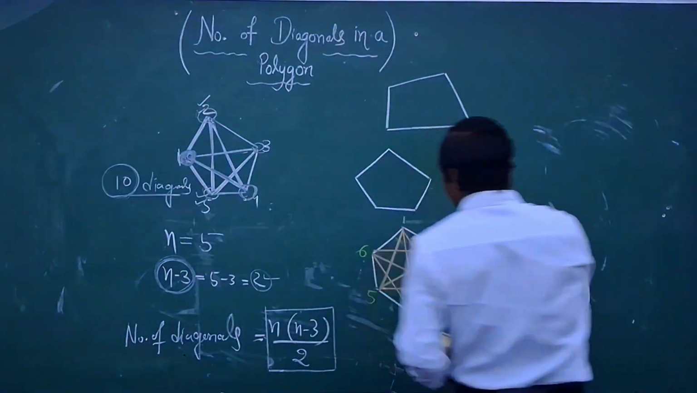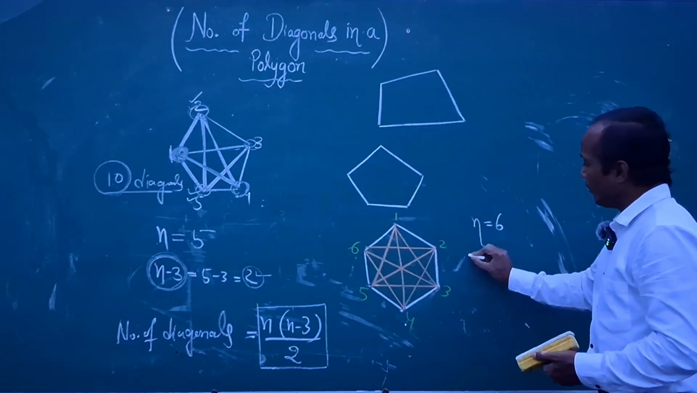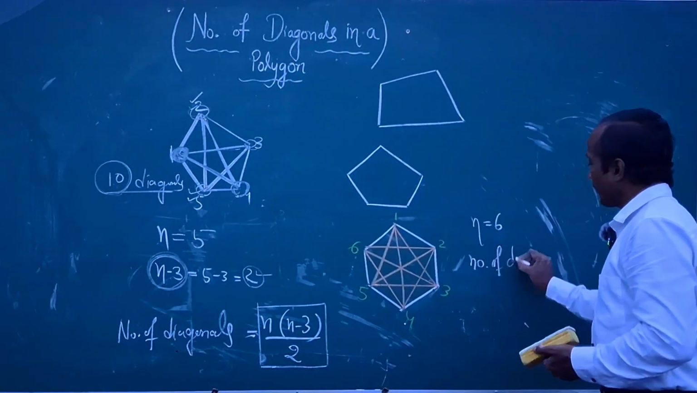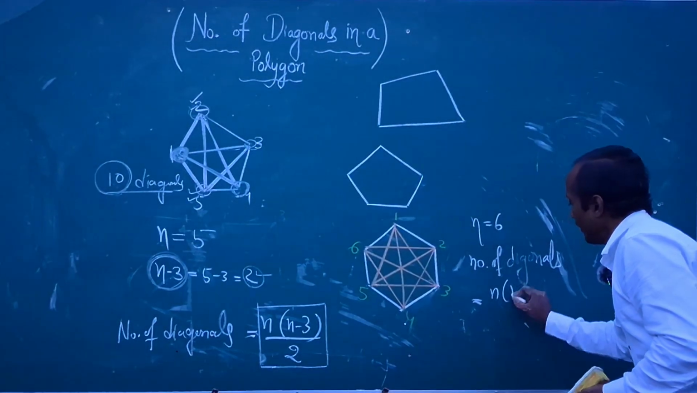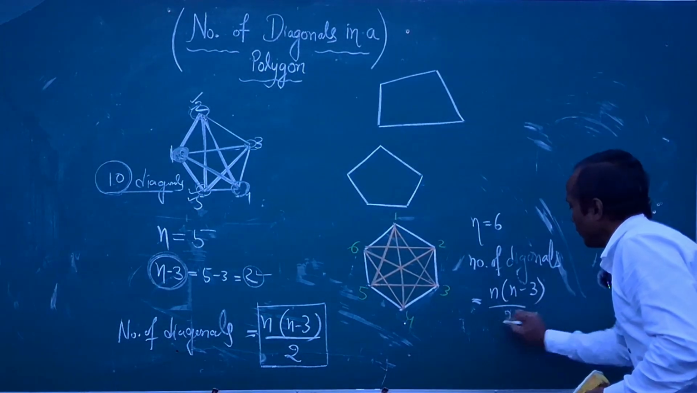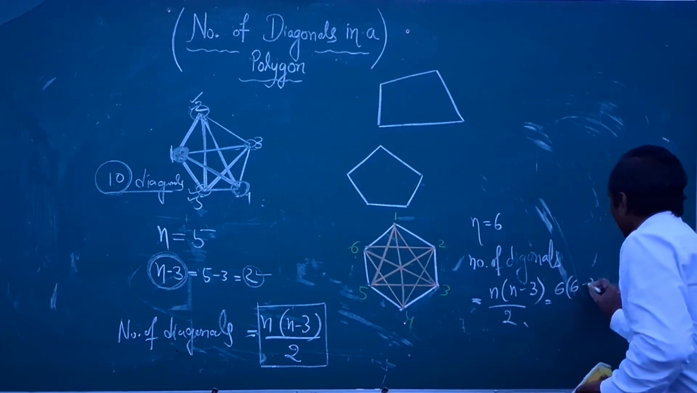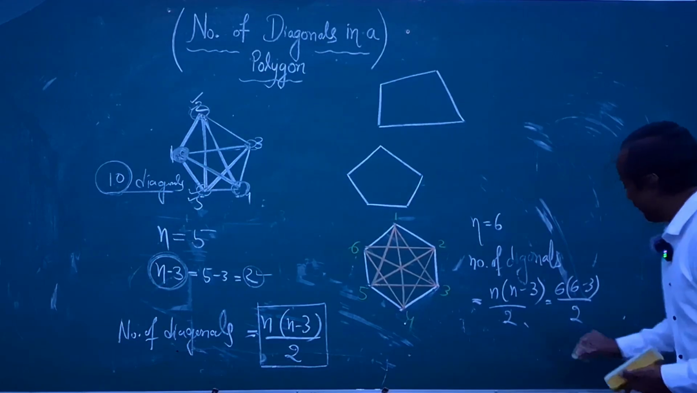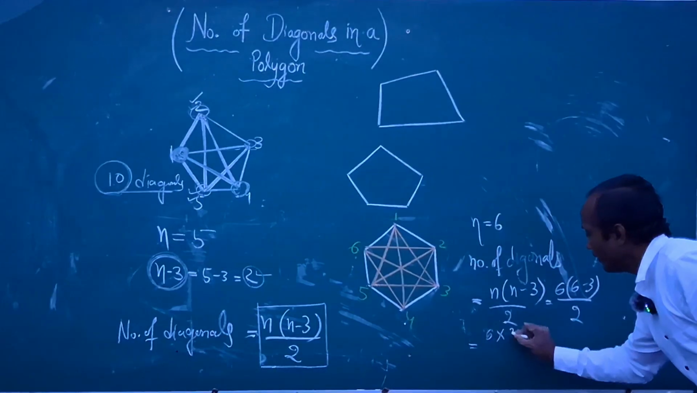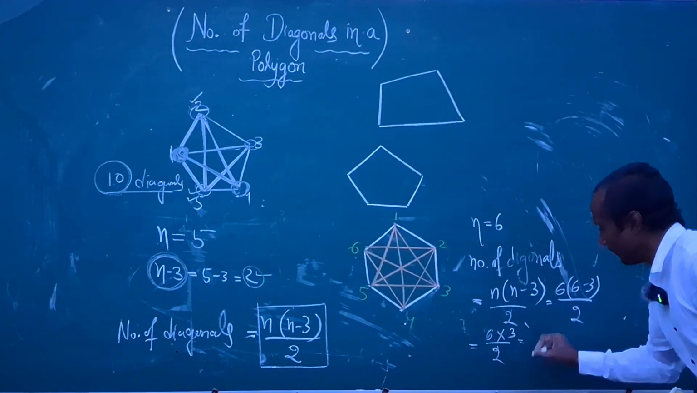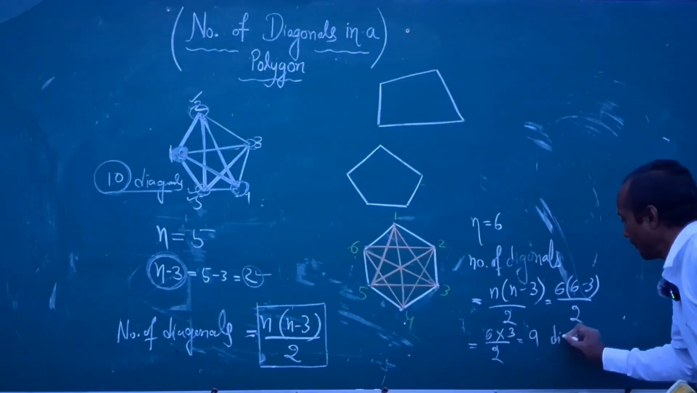See, n stands for number of sides. For hexagon, n is equal to 6. Now, number of diagonals will be n into n minus 3 by 2. That means n is 6, and 6 minus 3 by 2. This gives you 6 into 6 minus 3 is 3, by 2. So you get 2 3s are 6, 3 3s are 9. There are 9 diagonals.